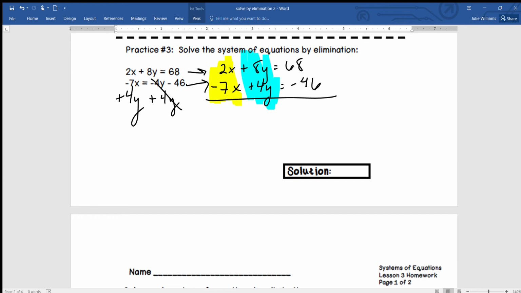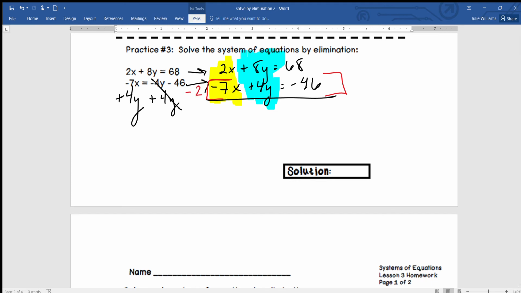Okay, and if I want it to cancel out with this top positive 8y, this bottom one has to be equal to negative 8y. So what times 4 is equal to negative 8? Well, negative 2. So I'm going to multiply this entire bottom equation by negative 2.